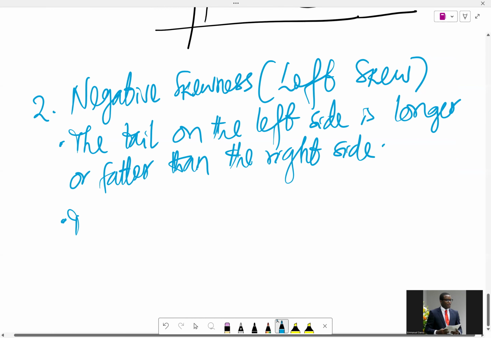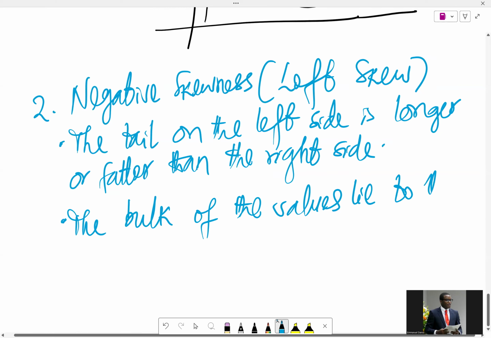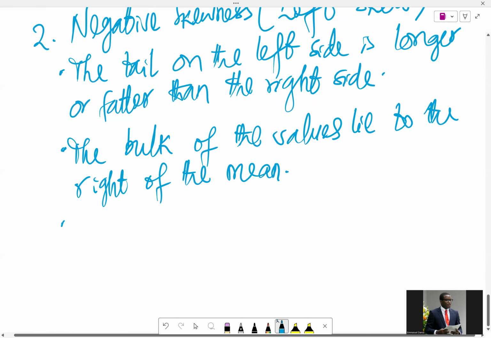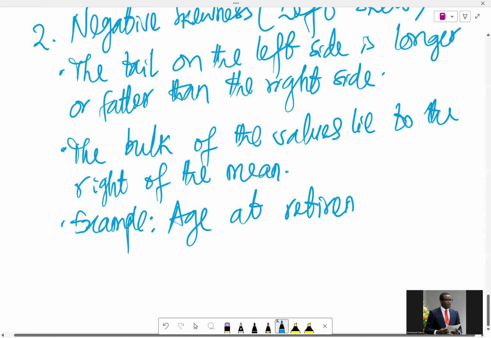Then next, the bulk of the values lie to the right of the mean. A very good example of that would be age at retirement. So the bulk of the values will lie to the right of the mean. Age at retirement is mostly high values like 65, 70 and upwards, right?